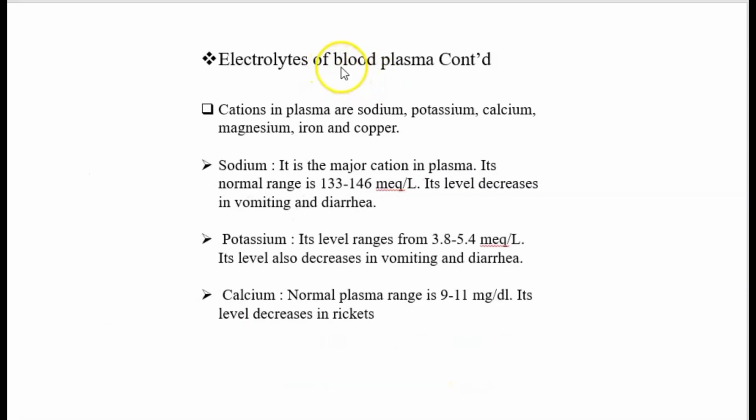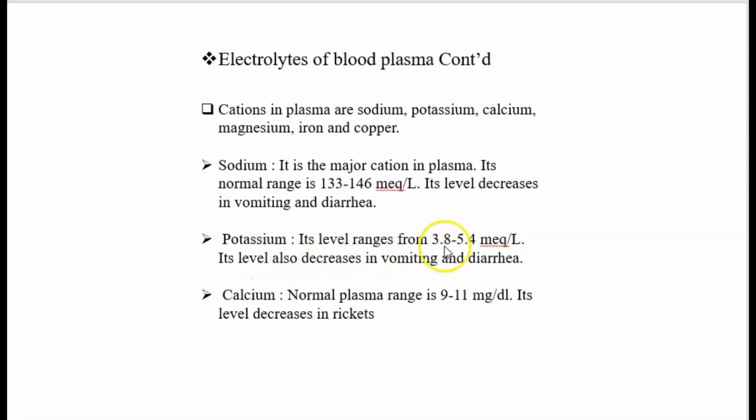We continue with electrolytes of blood plasma. Cations in plasma are sodium, potassium, calcium, magnesium, iron, and copper. These are inorganic cations that are electrolytes in blood plasma. Now, what is the range of sodium? Sodium is a major cation in plasma. And look at it, the range is 133 to 146. You see? It is very high, and it decreases in vomiting and diarrhea.